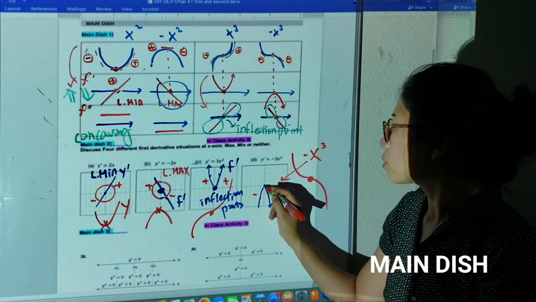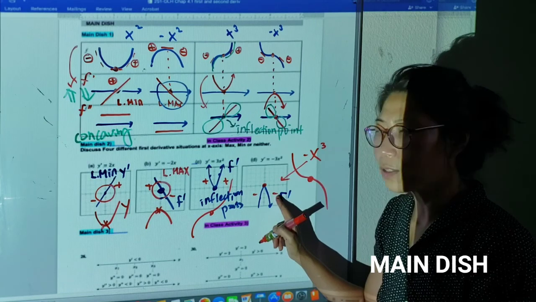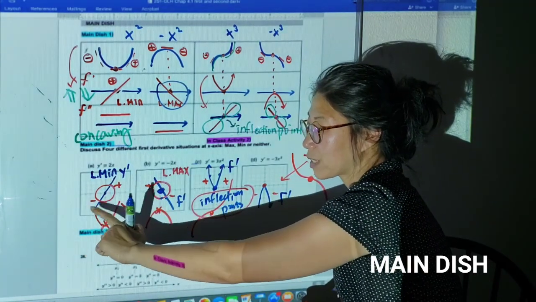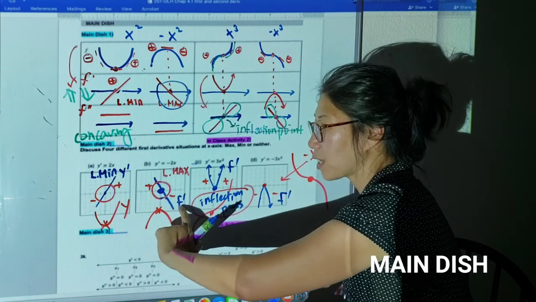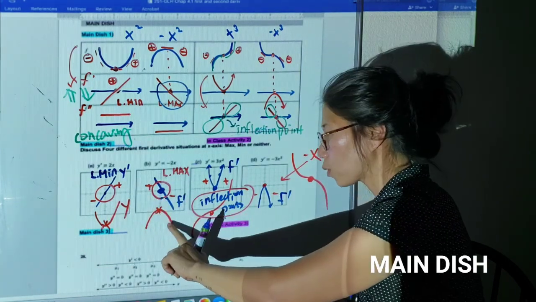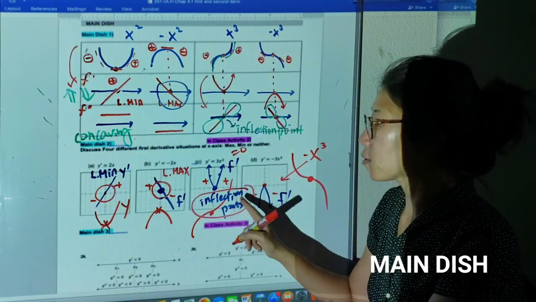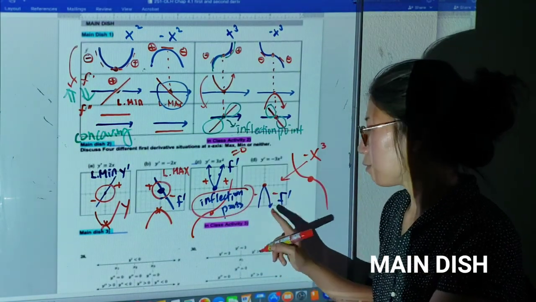And what does this 0 mean? When the sign doesn't change, that becomes an inflection point. When the sign changes from negative to positive or positive to negative, those are the local maximum or local minimum. If all of those are equal to 0 and the sign doesn't change, then you can say it's an inflection point.